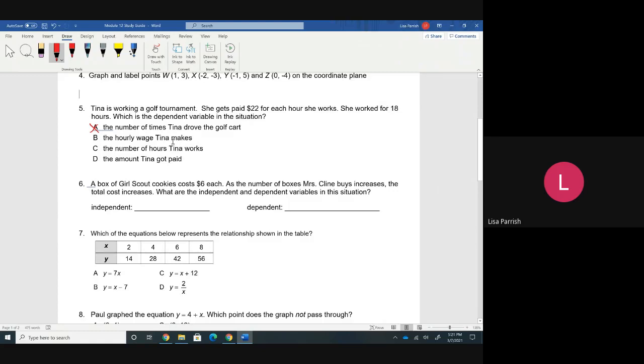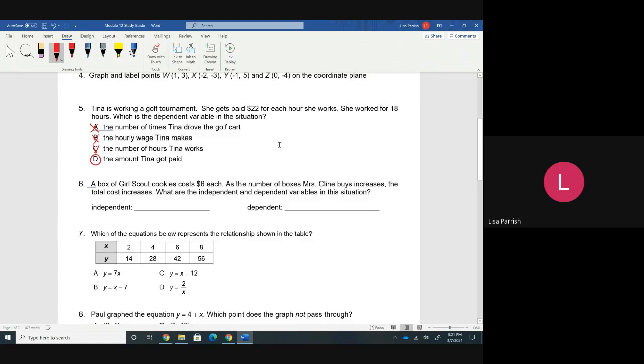The hourly wage she makes. Well, she gets paid $22 an hour, but is that dependent on anything? Is her hourly wage dependent? Well, we'll think about that. The number of hours she works and the amount Tina got paid. So these 3 are kind of tricky. Now, when you have a job, you get paid so much per hour, and that's just a set amount. Okay, it's not dependent on anything. So her hourly wage is not a dependent variable. The number of hours she works doesn't depend on her pay or anything like that. So the amount she got paid is her dependent variable.